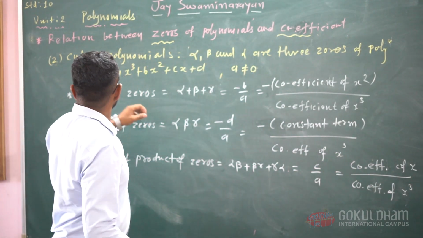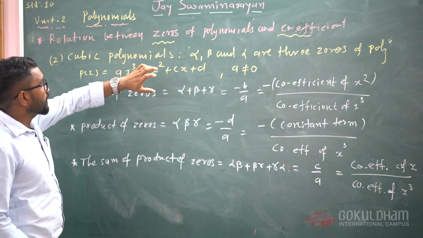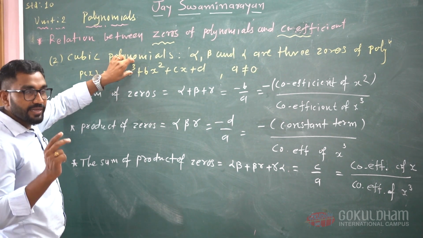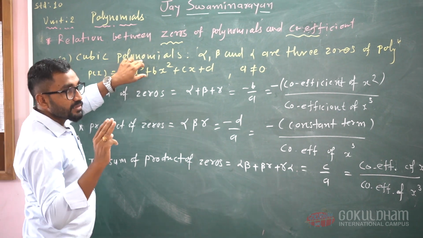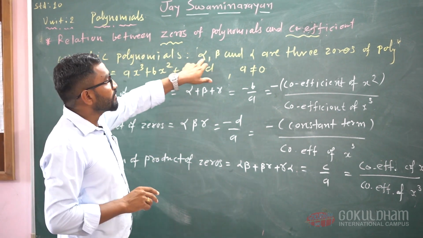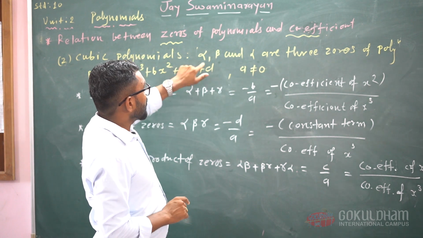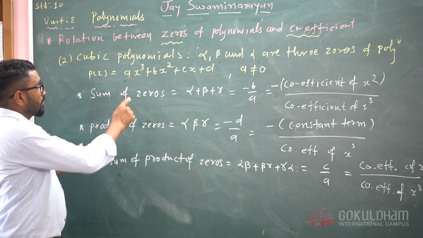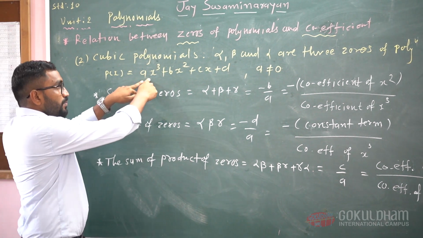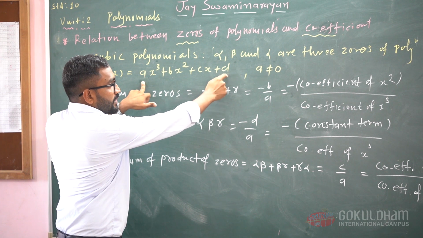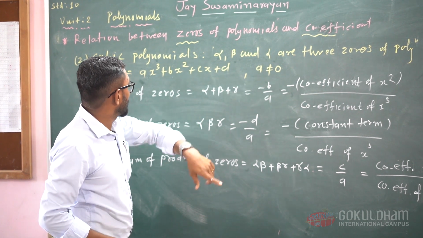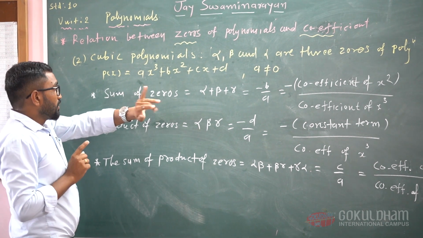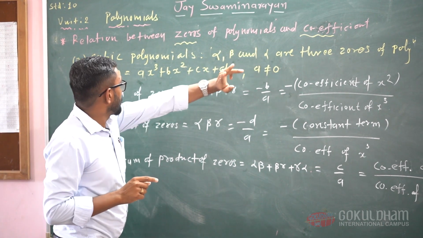Okay, now in cubic polynomials, the power of the polynomial is 3, having degree 3. Therefore, there are 3 zeros of a cubic polynomial: alpha, beta and gamma. Alpha, beta and gamma are 3 zeros of the polynomial ax cube plus bx square plus cx plus d. Here a is not equal to 0. The highest degree of a cubic polynomial is 3, therefore 3 zeros.